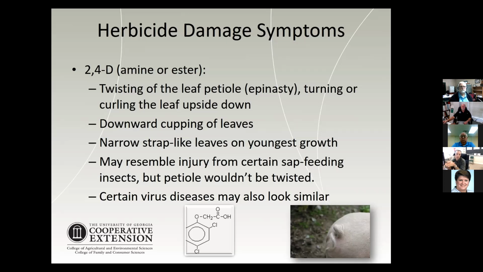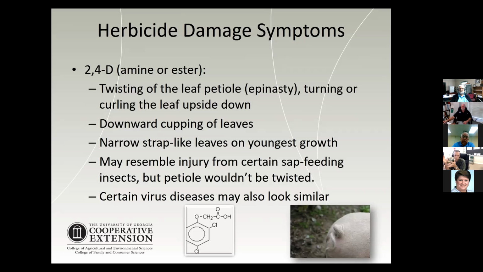You'll also see cupping of leaves on certain plants if they're susceptible to 2,4-D. This could be drift. It could also be take up through the roots. So downward cupping of the leaves is another symptom of that type of damage. Also look for narrow strap-like leaves on very young growth. A lot of these herbicides move to the newest growth on the plant first, and so the youngest leaves are going to show those symptoms more quickly. So you get this shoestring or strap-like leaf effect on the newest growth.